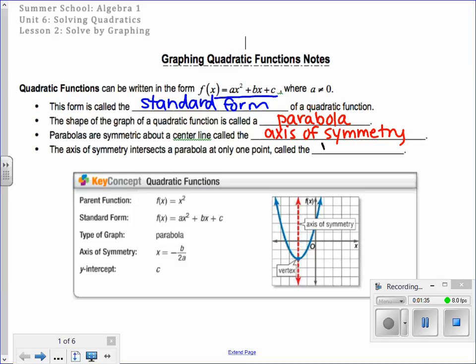That point is called the vertex. Sometimes we also call that vertex the turning point of the parabola, right? Because that's where the graph changes direction, it turns. So we can see that there's a parabola here. That's a graph of a quadratic. It has a vertex and an axis of symmetry.